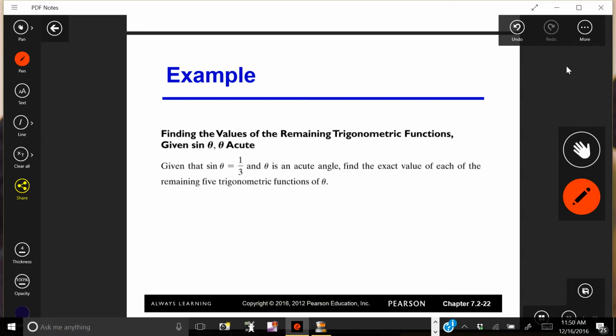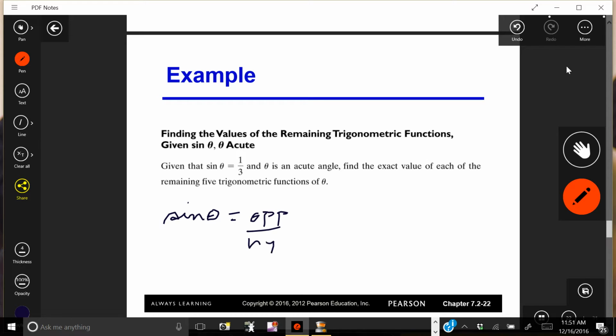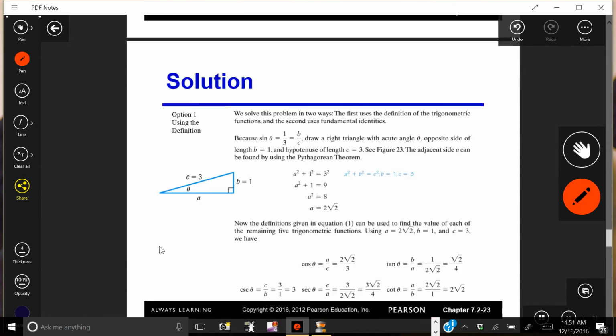Well, the first thing you should do here is know that sine of theta is equal to the opposite over the hypotenuse, and draw a triangle. If that is opposite over the hypotenuse, you can just put 1 and 3. And this satisfies the information you're given that sine of theta is 1/3. And now you can use the Pythagorean theorem to find the adjacent. And this is illustrated on the next page.